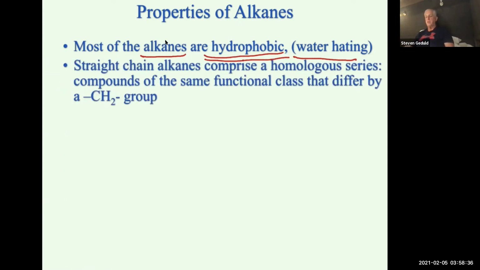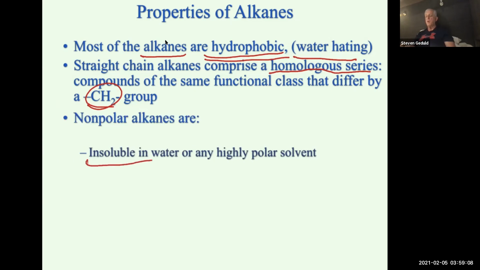Straight chain alkanes comprise a homologous series, which is a series that are all straight chains, the same functional class, that differ by a CH2 group. In other words, the difference between methane and ethane is a CH2 group, an extra carbon. The difference between methane and propane is 2 CH2 groups. The difference between methane and butane is 3 CH2 groups. It's a homologous series as these carbons increase. Non-polar alkanes are insoluble in water because water is polar.